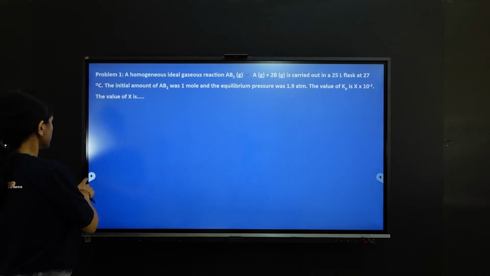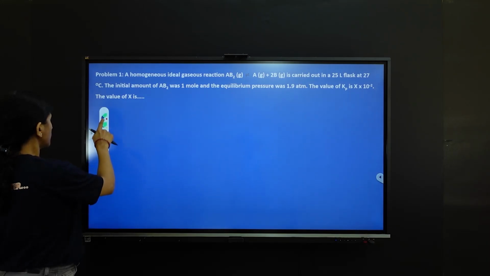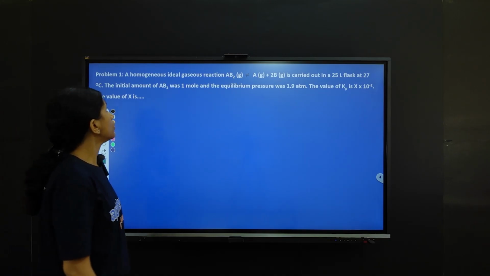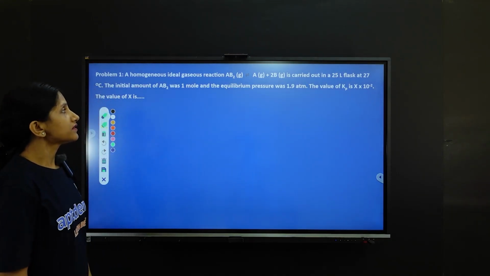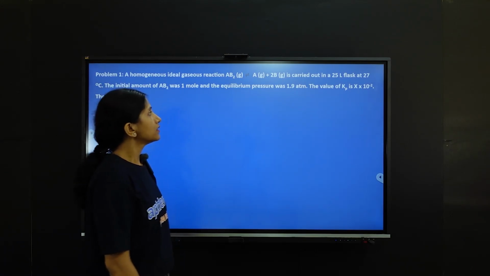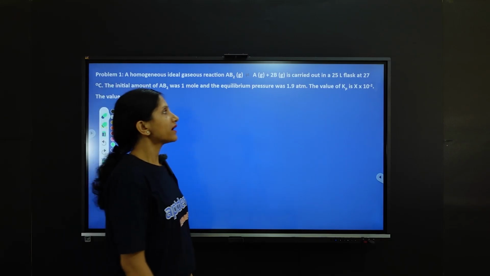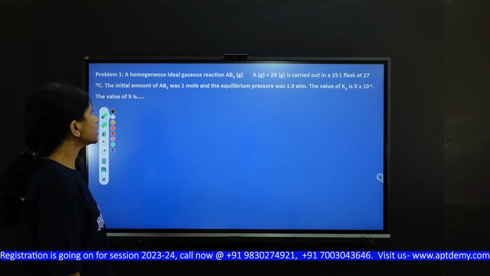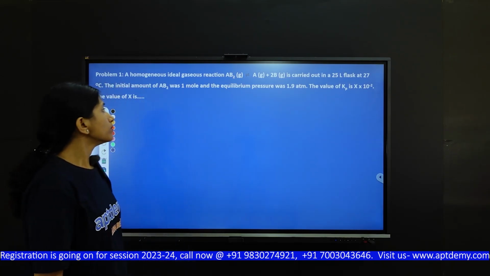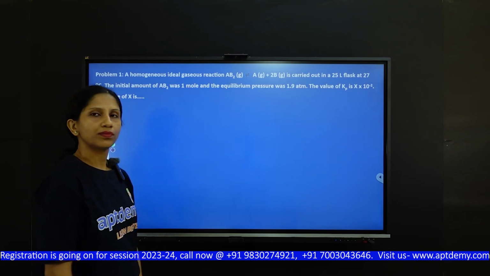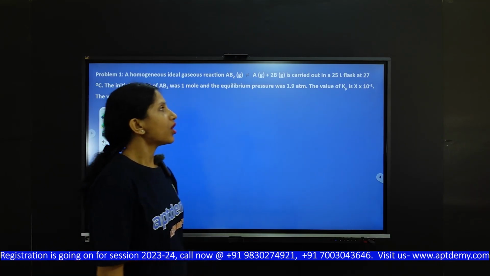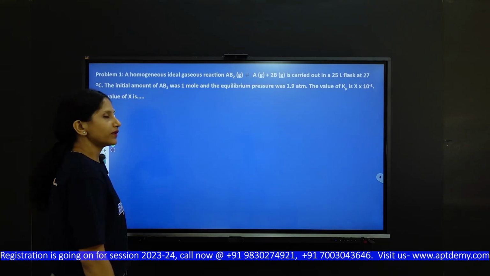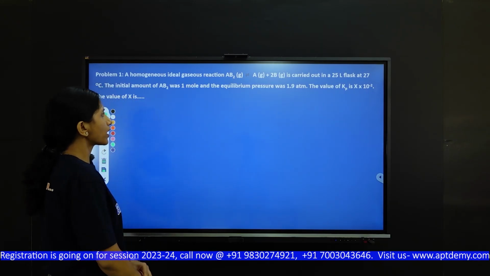So problem 1 is asking: a homogeneous ideal gaseous reaction AB2 gas to A gas plus 2B gas is carried out in a 25-liter flask at 27 degrees C. The initial amount of AB2 was 1 mole and the equilibrium pressure was 1.9 atmosphere. The value of Kp is x times 10 to the power minus 2. The value of x we have to find out. Now let's see how can we do that.